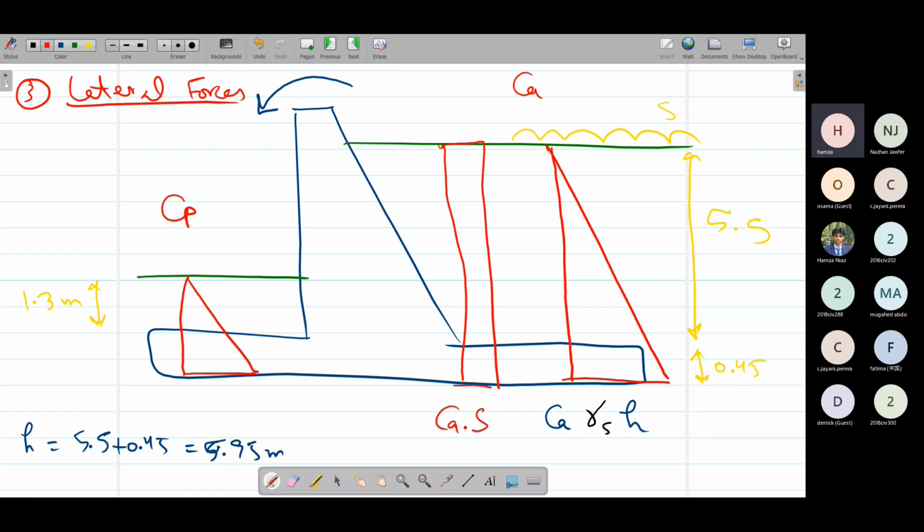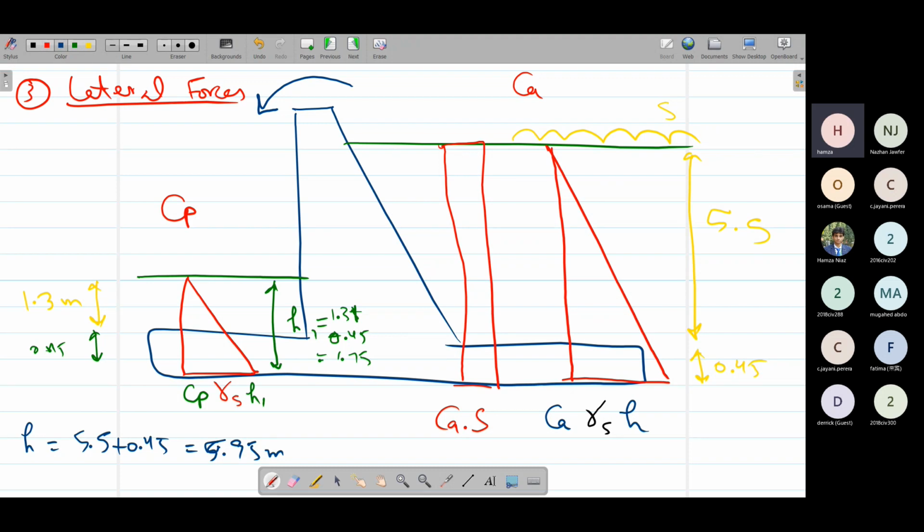So the passive earth pressure would be again the same, gamma s into h. Now here the h we can call h1. The h1 is 1.3 plus 0.45, that is this thickness of base, 0.45. So that is 1.75. So gamma s times h1 multiplied by Cp. This would be the pressure at the base of this front fill.